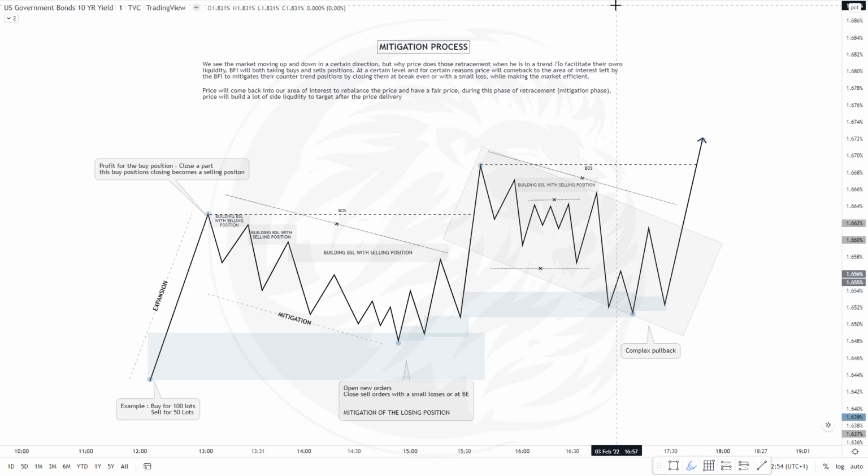To facilitate their own liquidity, banks and financial institutions will take both buy and sell positions. At a certain level and for a certain reason, price will come back to the area of interest left by the banks and financial institutions to mitigate their counter-trend positions by closing them at break-even or with a small loss.